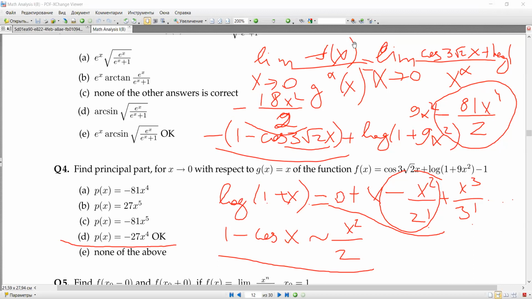Yes, can we solve this one without Taylor expansion? Without Taylor expansion? In this case, no, because we need to expand the function. Of course, we are using consequences of the fundamental limits. Of course, we are using Taylor expansion, but they also give consequences of the fundamental limit. For example, 1 minus cos x is equivalent to x squared over 2.